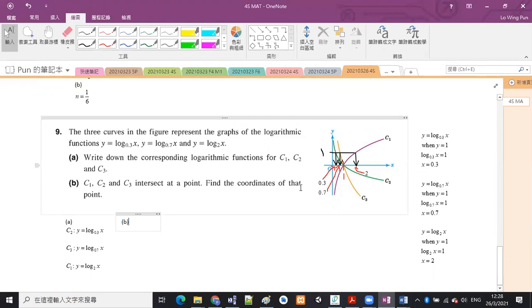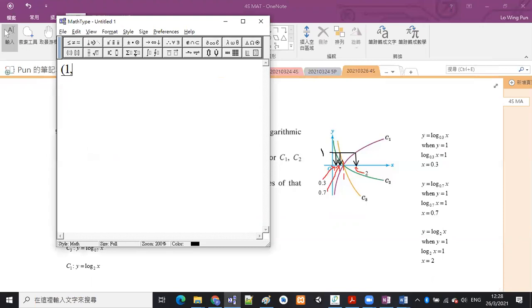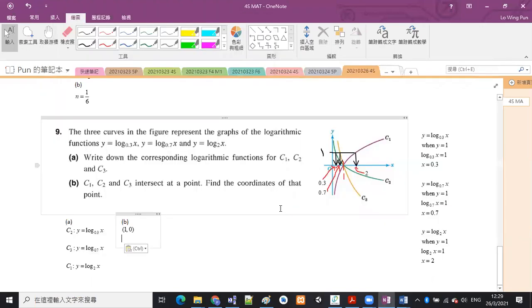Part B is quite boring. C1, C2, C3 intersect at a point. Find the coordinates of that point. Do C1, C2, C3 intersect at one point? That point is this 1, 0 point. So the coordinates should be 1, 0. Because all of them are log graphs, they have log 1 equals 0. When x is 1, y is 0. So 1, 0 will be the common point among the three curves. All right?